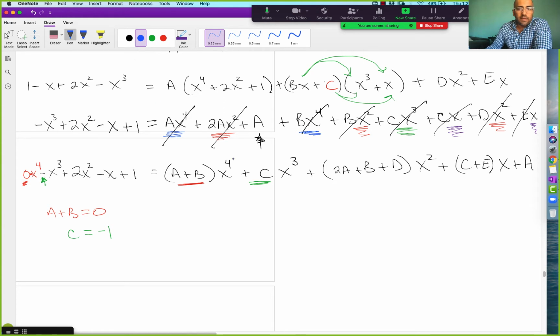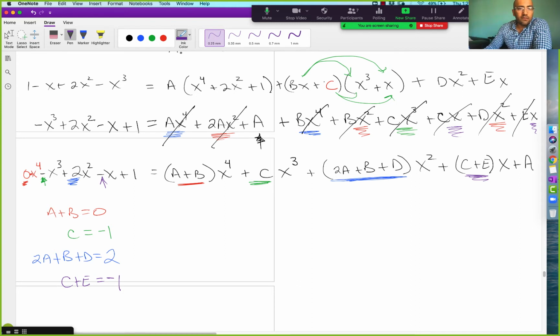Okay. And then next, the constants in front of the x squared are right here. So from there, I must be able to conclude that 2a plus b plus d equals positive 2. Next, the constant in front of the x must be that guy. So I can conclude that c plus e equals negative 1.